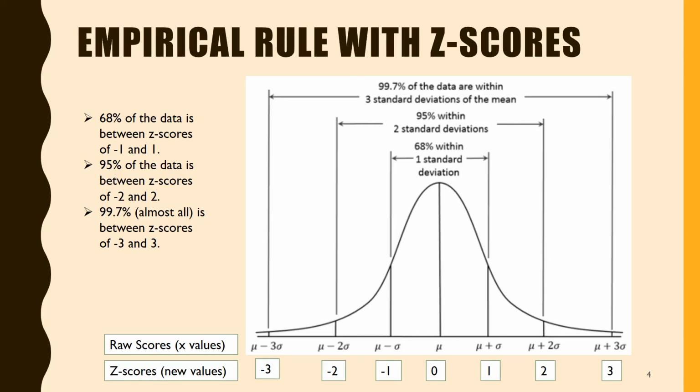So now I'm going to talk about the empirical rule, but with z-scores. So instead of saying one standard deviation, we can just talk about the z-scores. So 68% of the data is between z-scores of -1 and 1, because remember, z-scores tell you how many standard deviations we are below or above the mean. Okay? And then 95% of the data is between z-scores of -2 and 2, and 99.7, or almost all, is between z-scores of -3 and 3.